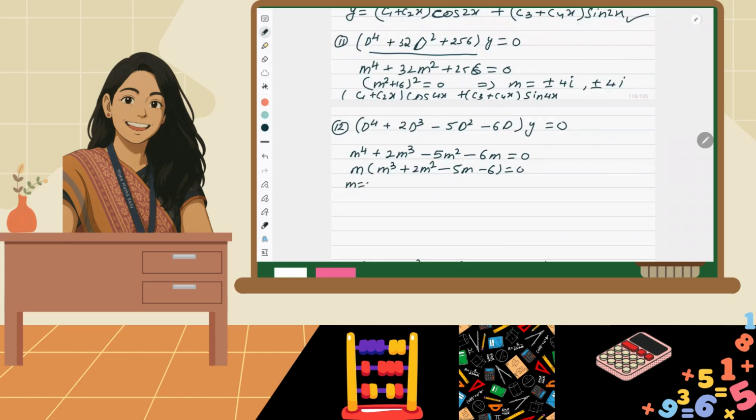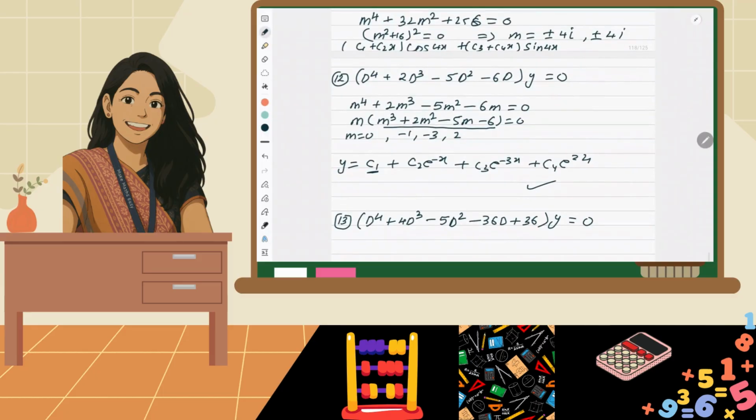So one root is m is equal to 0, and for the remaining roots, this cubic equation you put in your calculator and you will get minus 1, minus 3 and 2. Even if you put the whole equation in calculator, you will get all the 4 roots, right? So now what is the answer? My answer is c1 plus c2 e to the power minus x plus c3 e to the power minus 3x plus c4 e to the power 2x. Here c1 e to the power 0x and e to the power 0x is 1. Okay. So this is the answer. Now let's move to the next question.